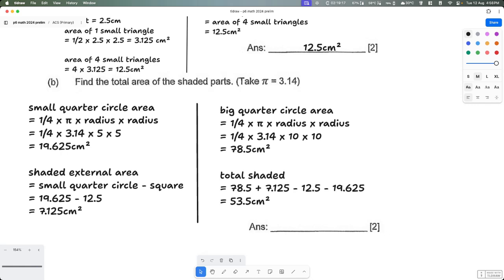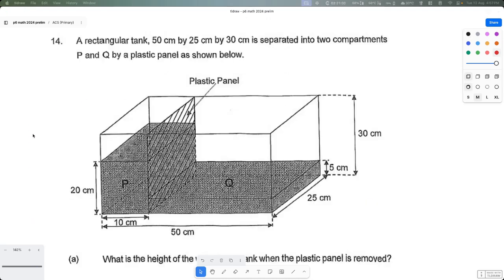Okay, there you go. Right, so that's the answer, 53.5 centimeters square. Okay, let's move on to question 14.